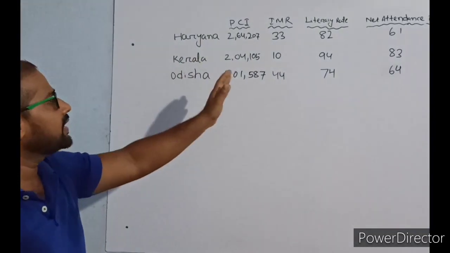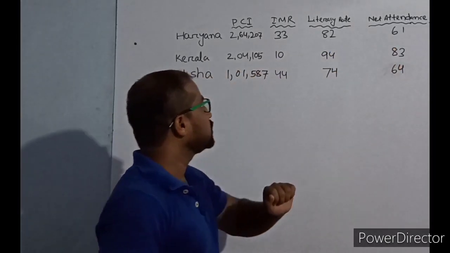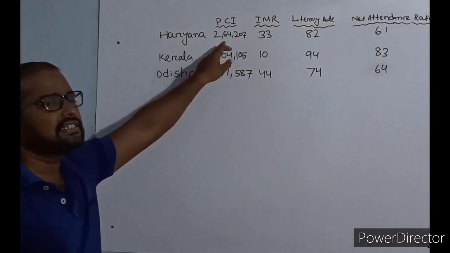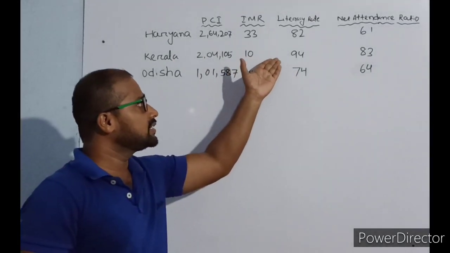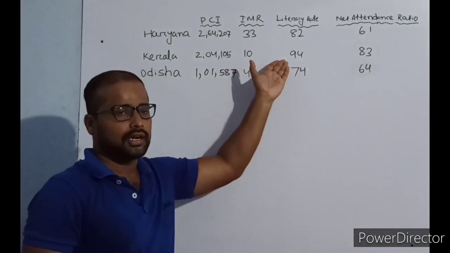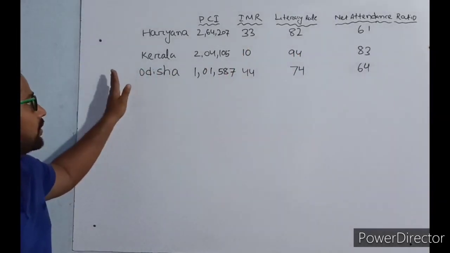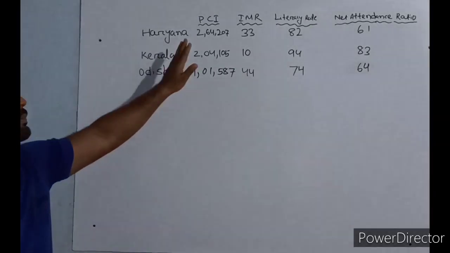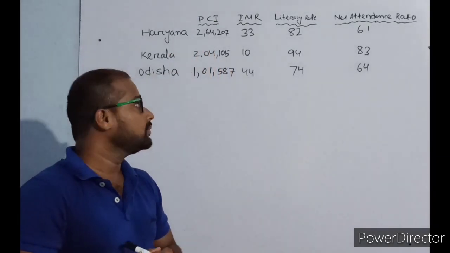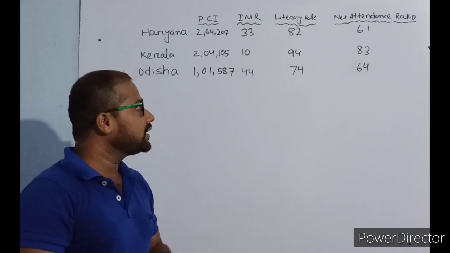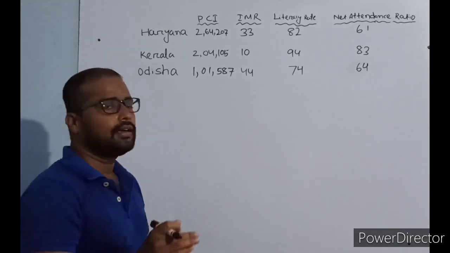But when we consider all the other things like infant mortality rate, literacy rate and net attendance ratio, the infant mortality rate of Haryana is much higher than Kerala, that is 33 as compared to 10. The literacy rate of Kerala is the highest in the country, and the net attendance ratio of Kerala is also the highest among all states. So in terms of per capita income growth, definitely Haryana has more income, but in terms of other things, Kerala is more developed. That is why we would say Kerala is a more developed state than Haryana.